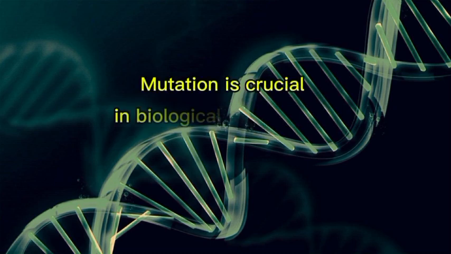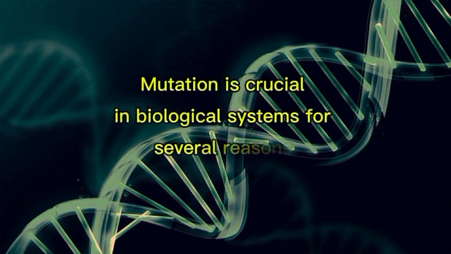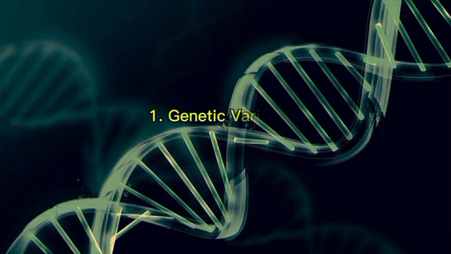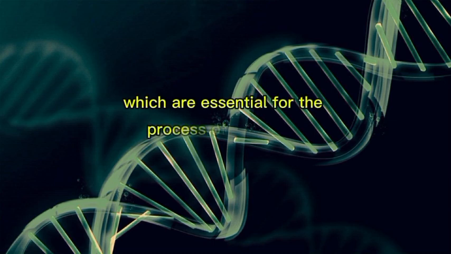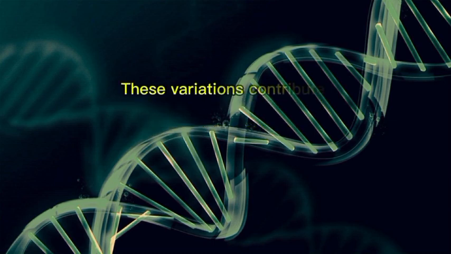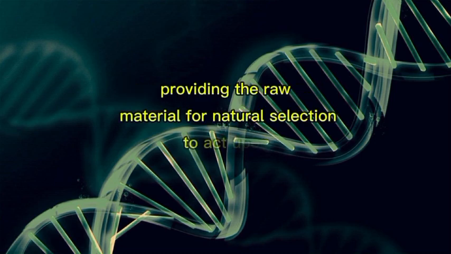Mutation is crucial in biological systems for several reasons. 1. Genetic variation. Mutations introduce new genetic variations, which are essential for the process of evolution. These variations contribute to the diversity within populations, providing the raw material for natural selection to act upon.